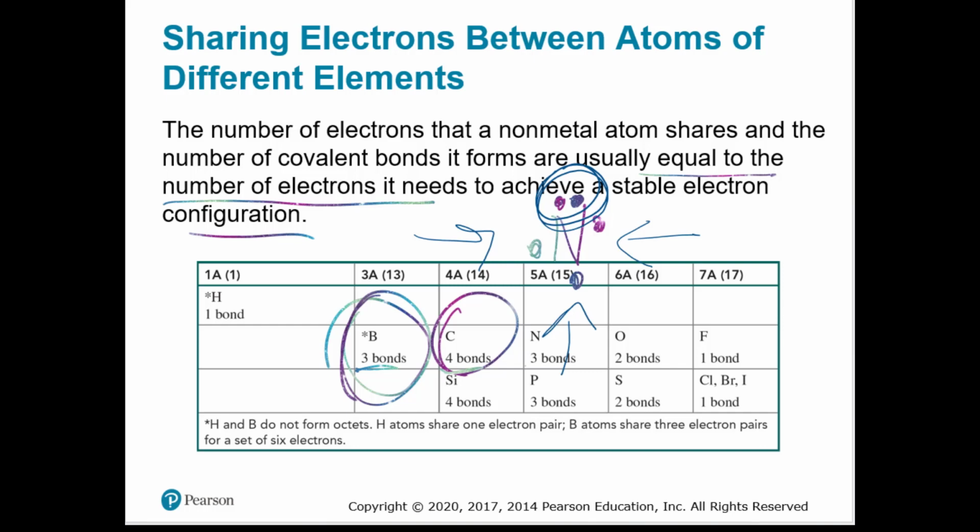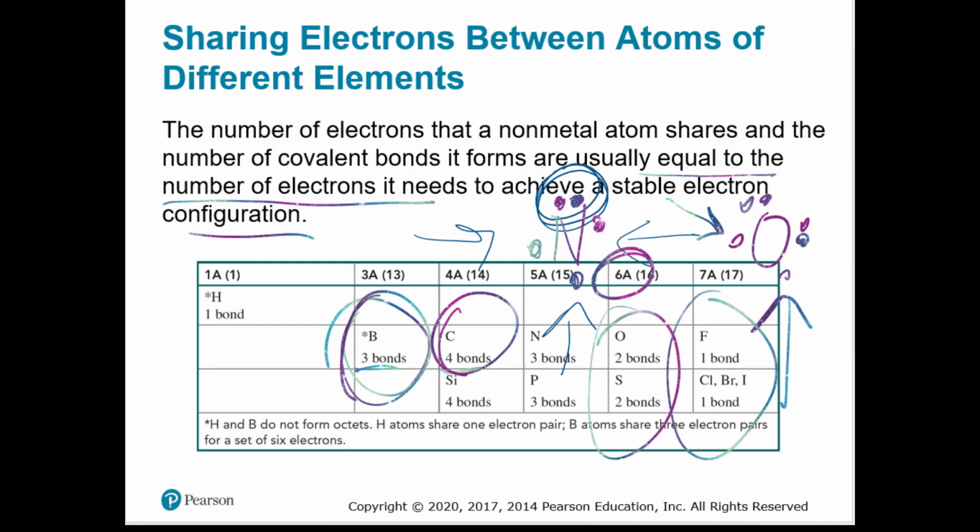And oxygen, we know oxygen has 6 outermost electrons. Notice that 2 sides are doubled up. Oxygen would love to form a bond here and here. So oxygen would like 2 bonds. And the fluorine, chlorine that have 7 outermost electrons, they would like 1 bond.